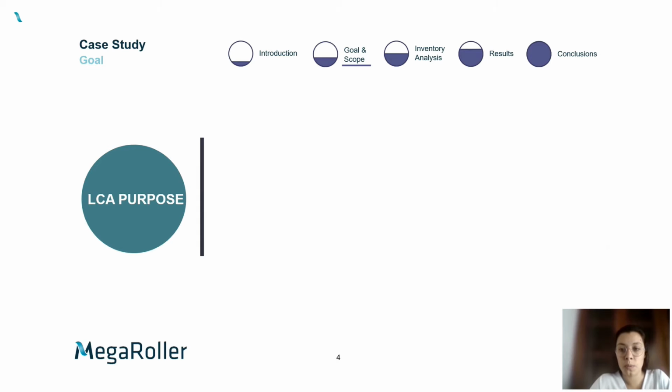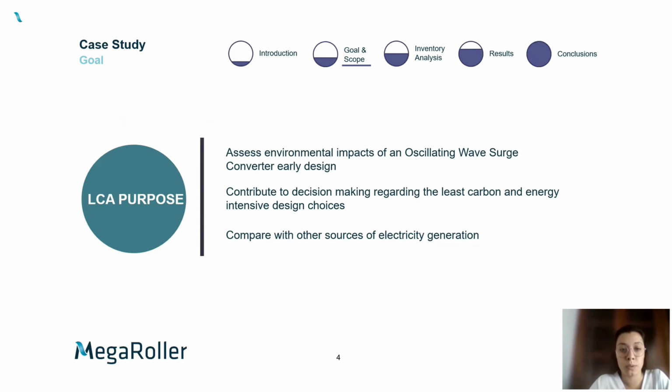Now within the Megaroller project, Wayback applied this methodology to assess the environmental impacts of a general oscillating wave surge converter in an early design phase. The results were expected to contribute to decision making regarding the least carbon and energy intensive design choices, and were then compared with other sources of electricity generation.